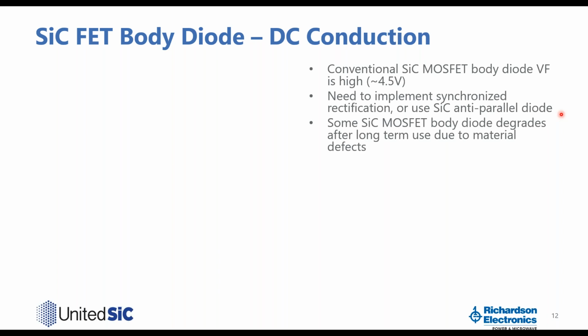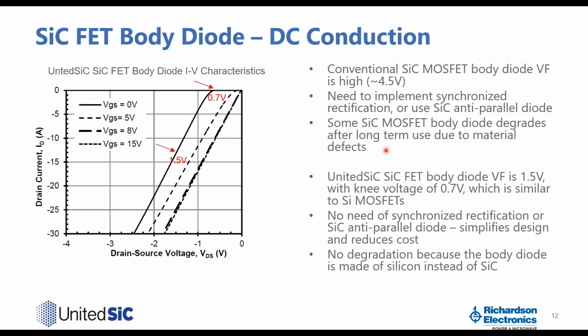And further, some silicon carbide MOSFET body diodes even degrade, meaning the VF gets higher after long-term use. This is because of the silicon carbide material defects in some of the silicon carbide MOSFETs, which can cause this if you use the body diode.